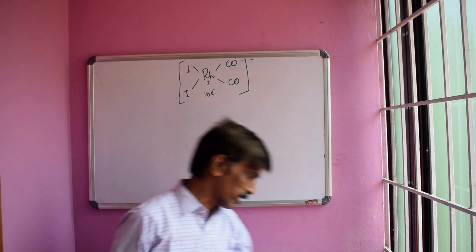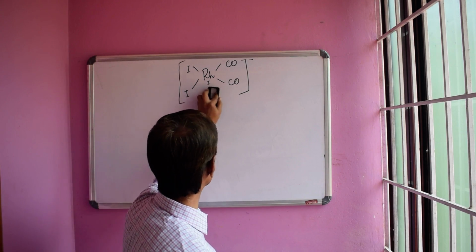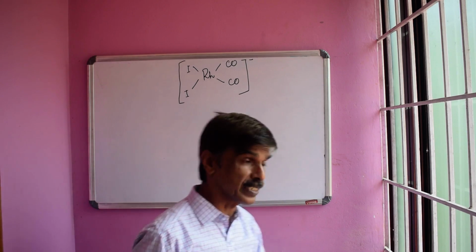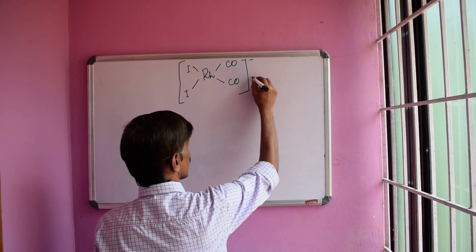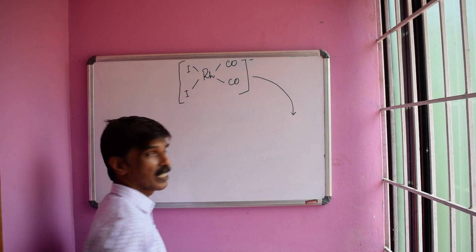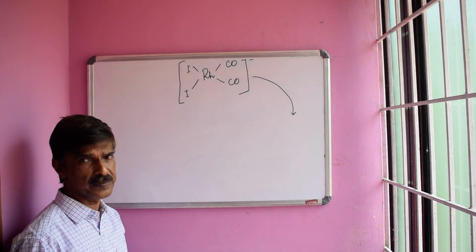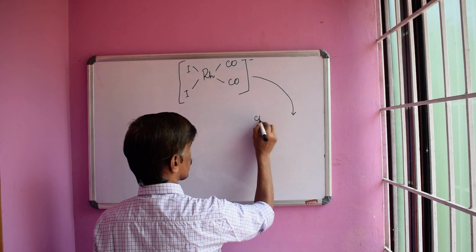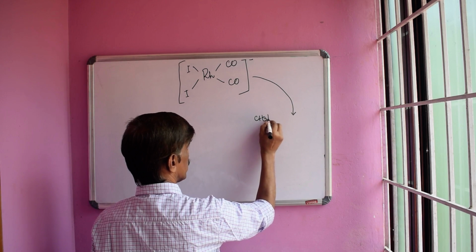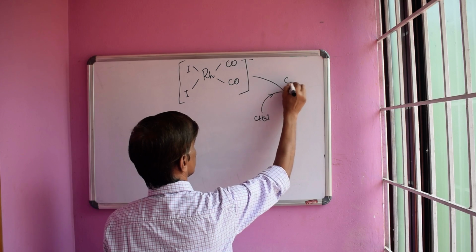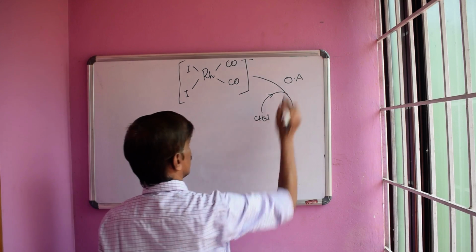Okay, this is the starting compound, and you can see that the catalytic cycle consists of only 4 species. A 4 species cycle, very simple. The first one is the addition of methyl iodide, or we can say that it is the oxidative addition reaction.